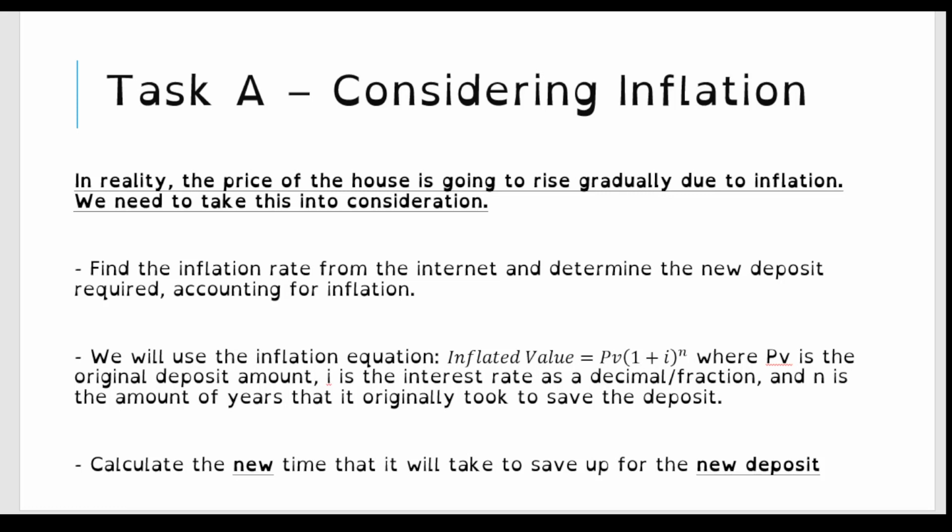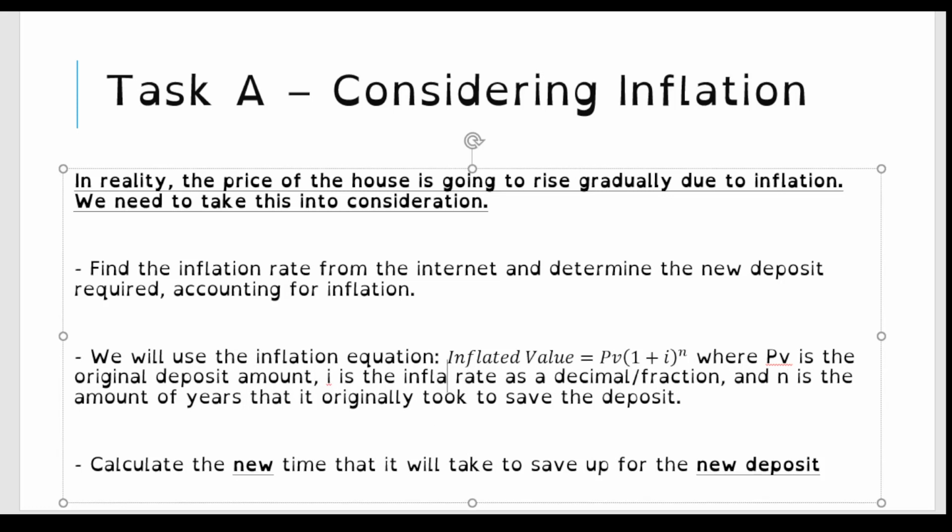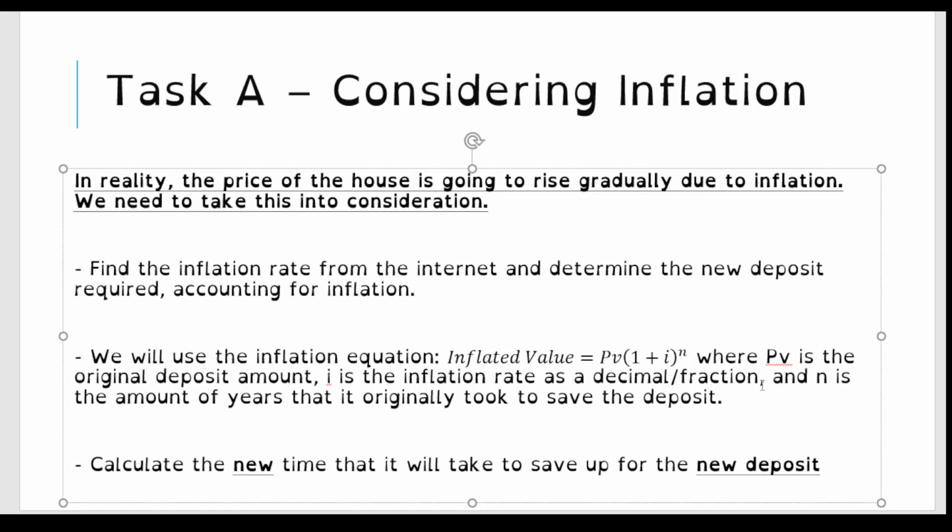So we are going to use, again, the inflated value equation, which is listed just here, where our PV is going to be the original deposit amount that we've calculated with all of the upfront costs. I is going to be the interest rate, which is actually the inflation rate. And I'm just going to change that now so that we don't forget. So the inflation rate you're going to need to research as well. What you'll find is that there's going to be a lot of different values. Just choose one that is recent, and then you can use that as your inflation rate for this equation.